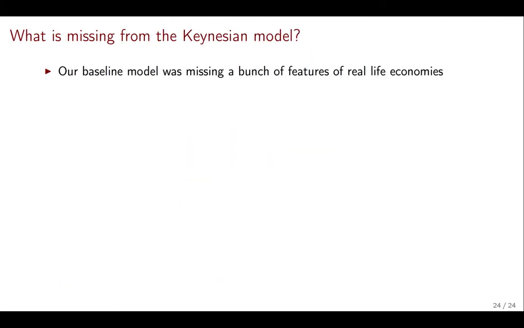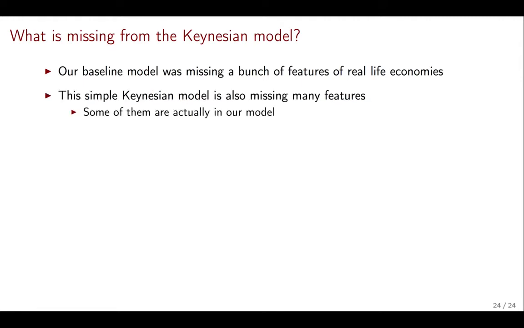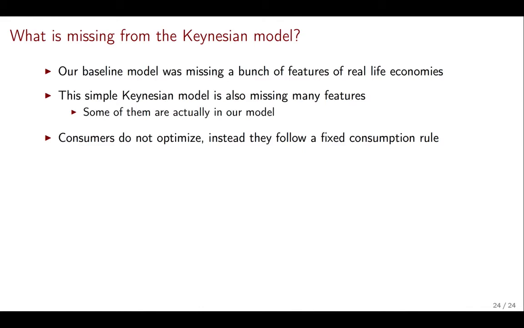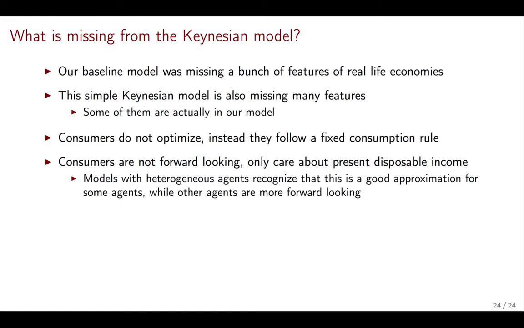So what are we missing? Why is this model giving me such a large multiplier that depends on the consumption behavior, while the other one is giving me a multiplier of 1? Well, our baseline model was missing a bunch of features. We discussed them. But the simple Keynesian model is also missing many features, and some of them are actually already in the model we had before. So consumers do not optimize, they instead follow a fixed consumption rule. That's going to have effects for us, particularly because of the forward-looking part.